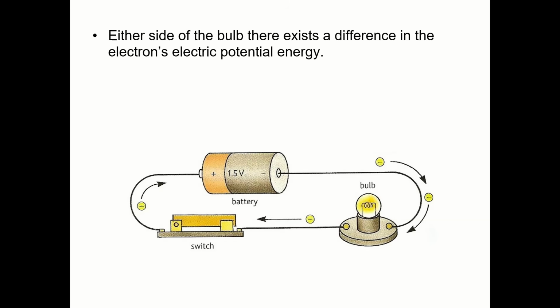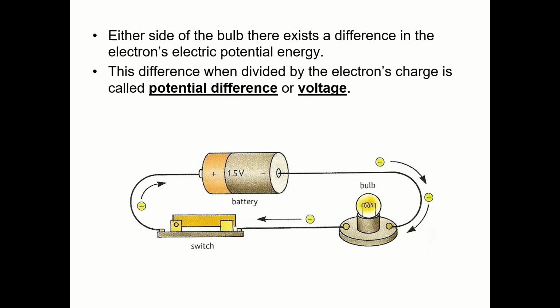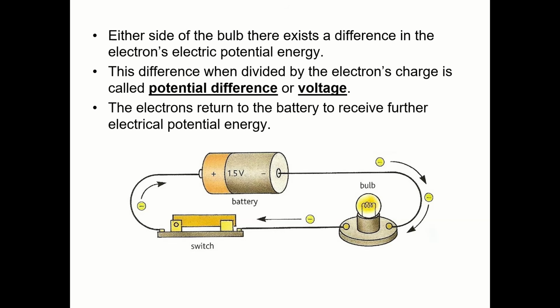Either side of the bulb there exists a difference in the electrical potential, so that's where potential difference comes from then, and that's a nice way of introducing it, potential difference or voltage. And there's a schematic there down below, the electrons going back to the battery and so on.